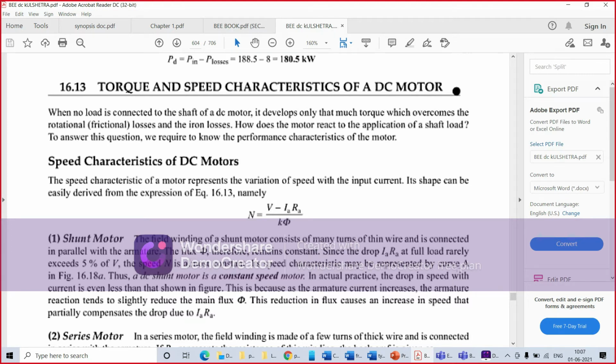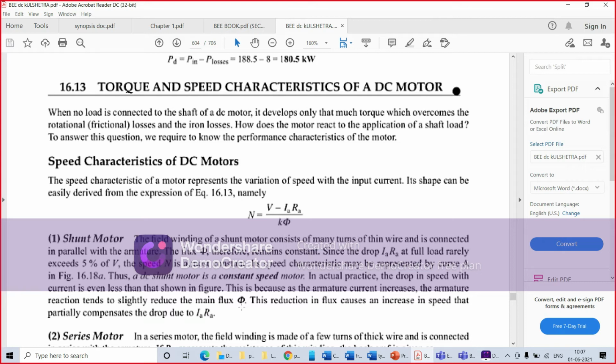Its speed characteristic may be represented by curve A. Thus the DC shunt motor is a constant speed motor. The drop in speed with current is even less than shown in the figure. This is because as the armature current increases, the armature reaction tends to slightly reduce the main flux. The reduction in flux causes an increase in speed that partially compensates the drop due to IaRa.